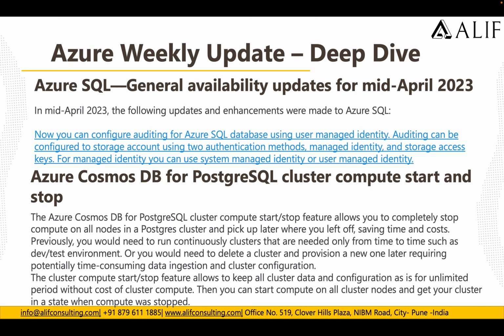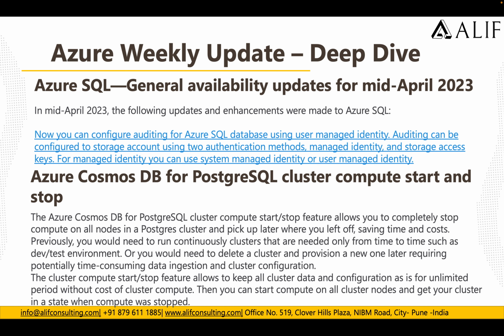The next update which we have is for Azure Cosmos DB for PostgreSQL cluster compute stop API. With this feature, we can completely stop the compute on all the nodes in the Postgres cluster and pick up later wherever we left off, saving time and cost.